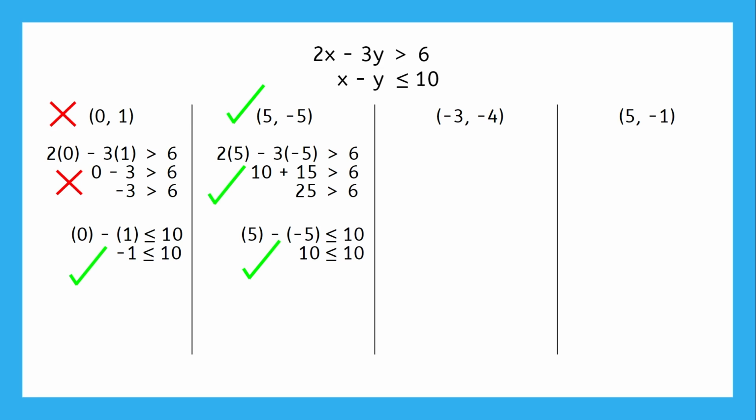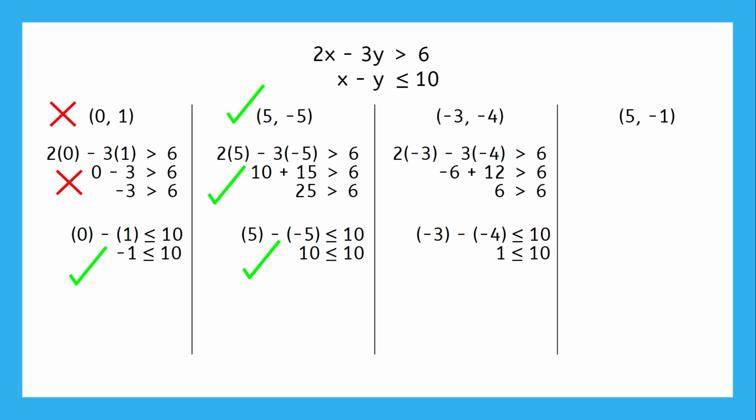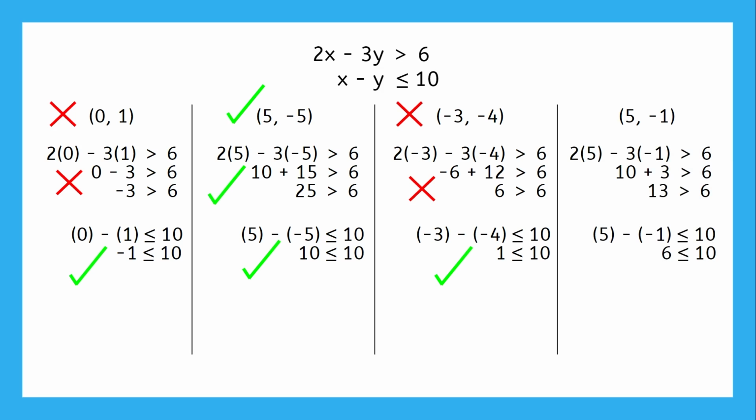What about the next one, (-3, -4)? If you plug in -3 for x and -4 for y, here's the result. Does this point work as a solution? It does not work for the first inequality because it isn't allowed to be equal, only less. So (-3, -4) is not a solution to the system. Finally, here's the work for (5, -1). Is it a solution? Both inequalities come out true, so this is a solution to the system.